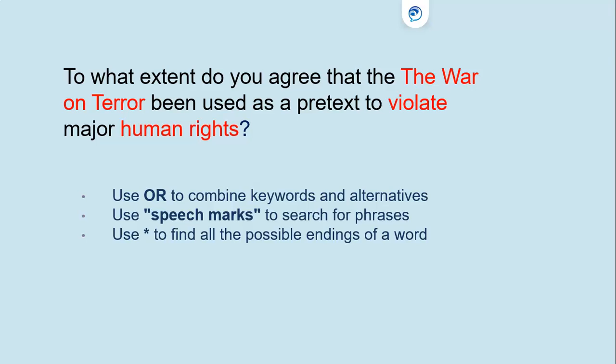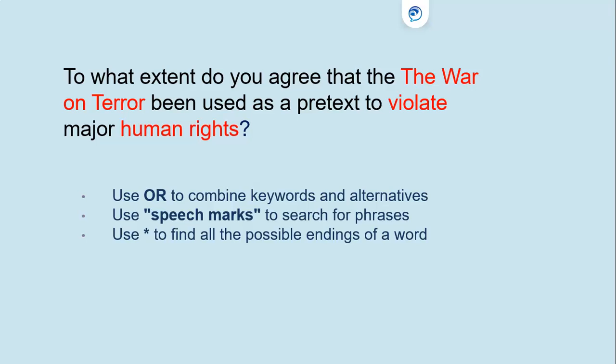Speech marks or quotation marks glue two or more words together and force the search engine to look for a phrase. Without the speech marks, the search engine would look for the two words anywhere in the results, not necessarily together, and therefore the articles may not be relevant to your needs. Finally, use the star or asterisk to find all possible endings of a word.